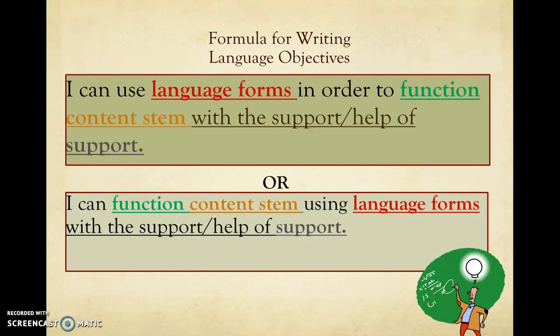Let's look at a few formulas that will help you write content and language objectives. At the top, this is your formula. It might look something like, I can use language forms in order to do this function, content stem, with the support or help of some type of WIDA support. The other option is to flip the order around a bit and talk about the function and content stem first, then talk about students using certain language forms to do so with the help of some kind of WIDA support. Let's look at an example.